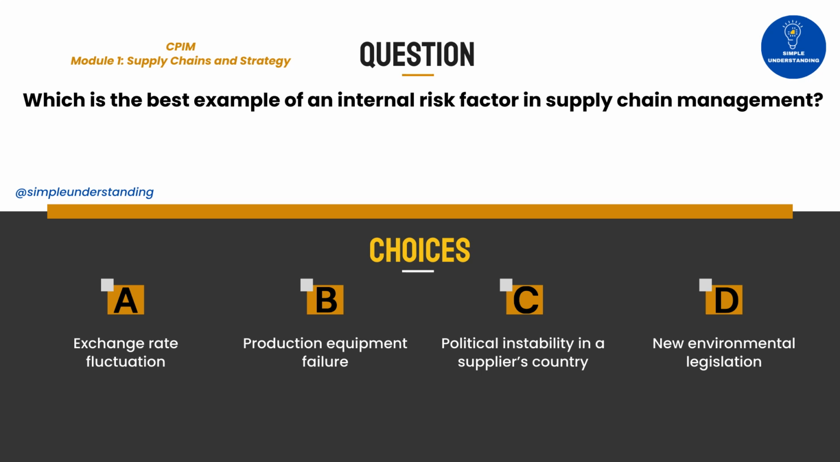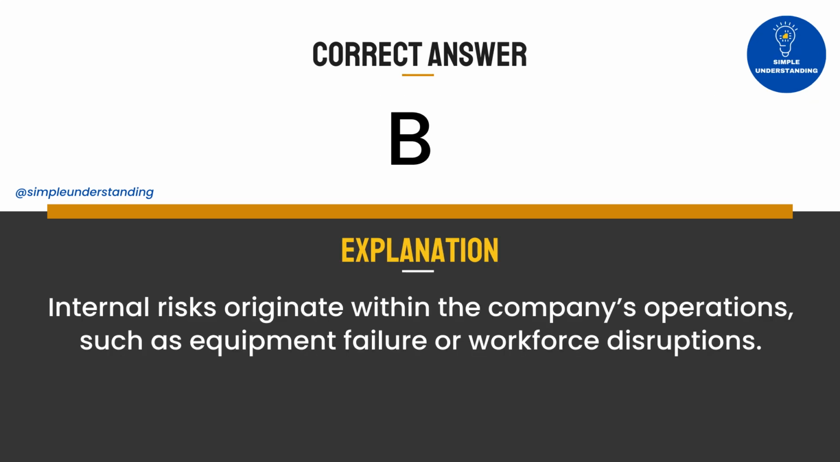Question 22. Which is the best example of an internal risk factor in supply chain management? A. Exchange rate fluctuation. B. Production equipment failure. C. Political instability in a supplier's country. D. New environmental legislation. Correct answer, B. Explanation. Internal risks originate within the company's operations, such as equipment failure or workforce disruptions.